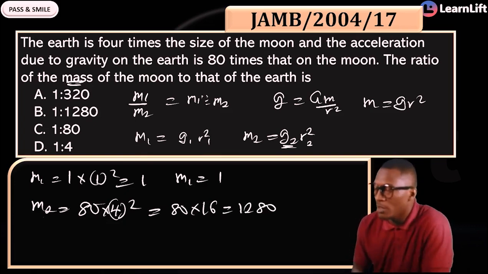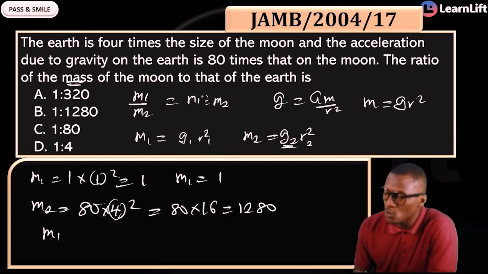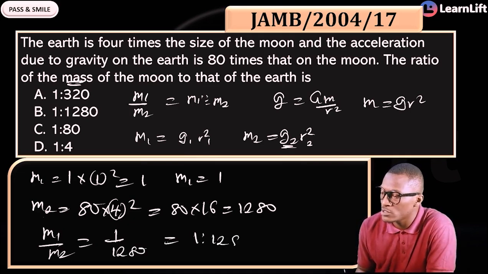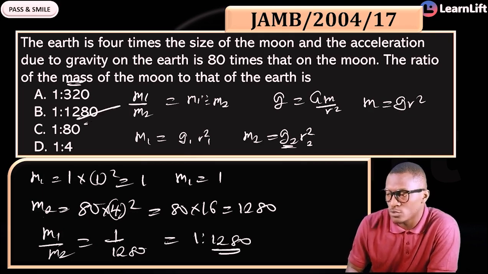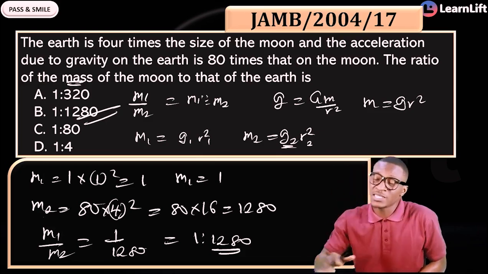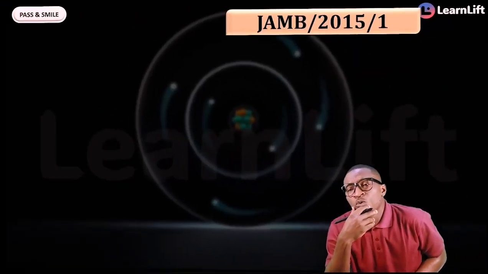That's the mass 2. So what will their ratio be? Ratio will be mass 1 all over mass 2, which will be 1 all over 1280. That means the ratio is 1 to 1280, making option B the answer. Do you understand? It's just a relation question. I told you how to relate. If you don't understand it, pause it and take it all over again.